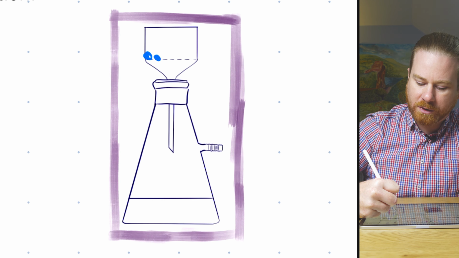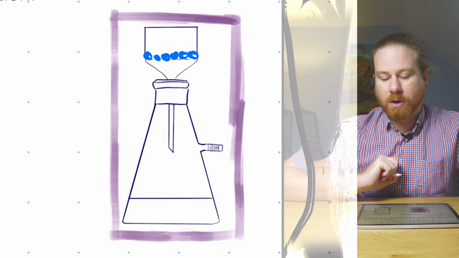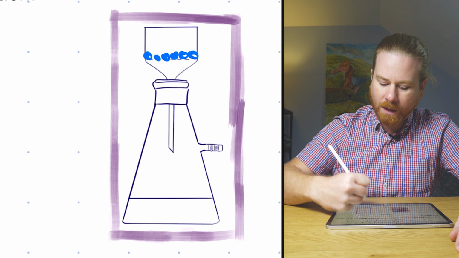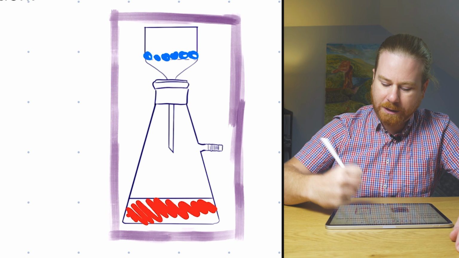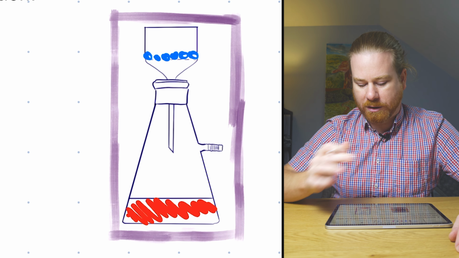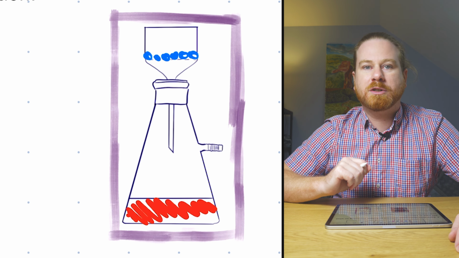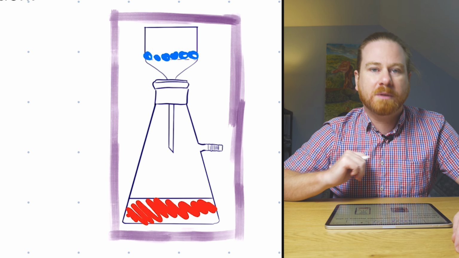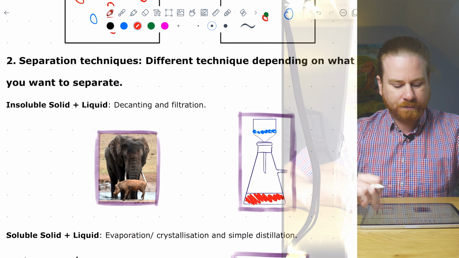You'd end up with the large solid particles on your filter paper, and your liquid would be able to pass through, and then you've got that at the bottom of your conical flask. So there we go, that's how we can separate out those two.